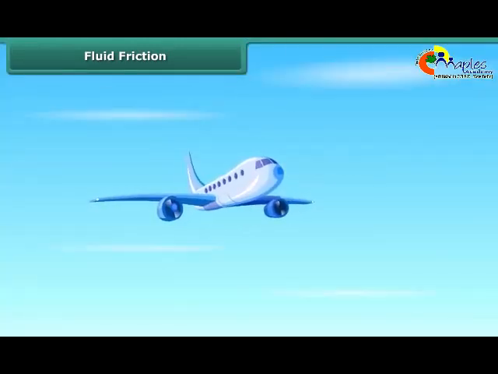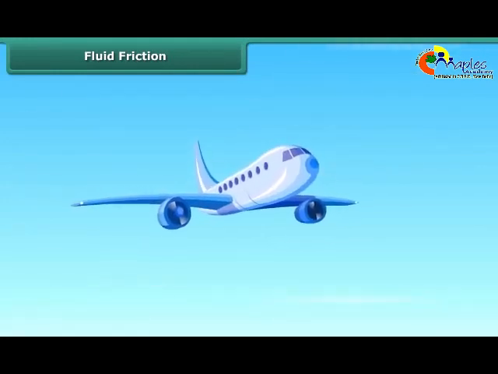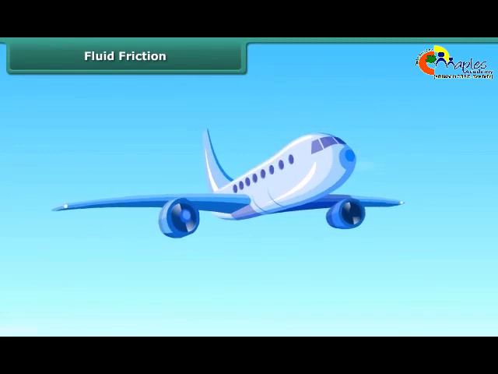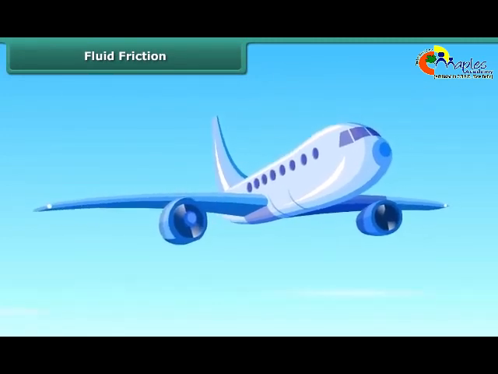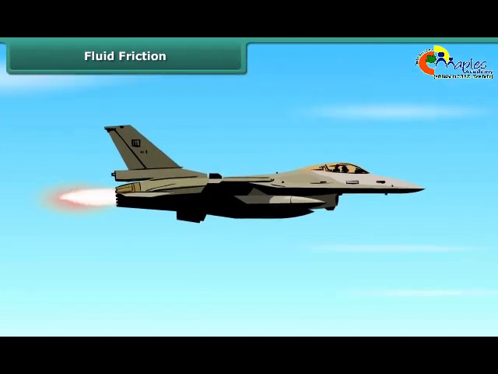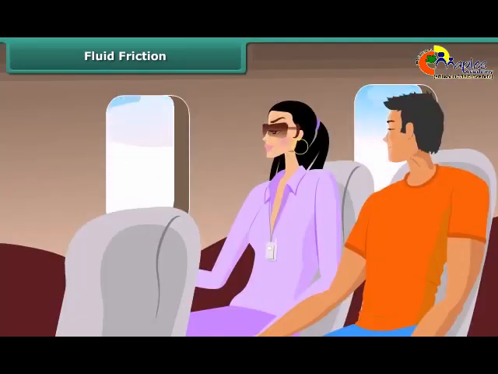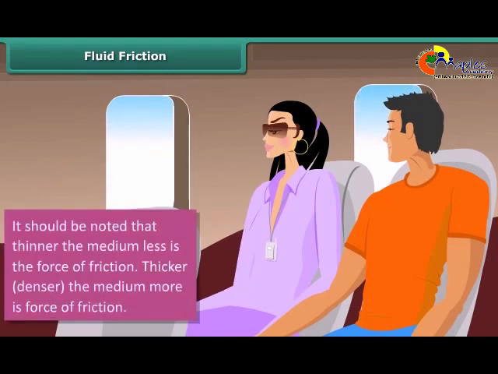Aeroplanes flying through air also face force of friction. Since aeroplanes move fast, the force of friction between them and the air is high. The jets and supersonics move with a faster speed than aeroplanes. While flying, these airplanes get heated on the surface from the heat generated due to the force of friction. The inside of the plane is insulated to protect the passengers from heat generated on the surface. It should be noted that the thinner the medium, the less the force of friction. The thicker and denser the medium, the more the force of friction.